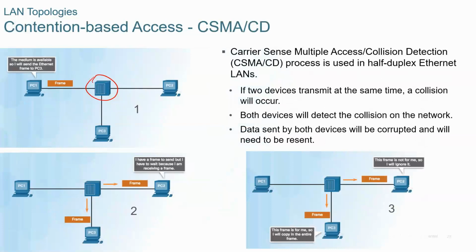Okay, so now what's the problem actually in this setting? Why do we need to regulate access to the medium? Because it's a shared medium. Imagine, for example, PC1 is sending a frame to PC3, and at the same time, PC2 is sending a frame to PC3. So in this case, the hub will receive both frames and will forward them to all the devices.